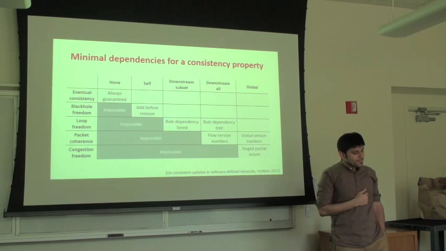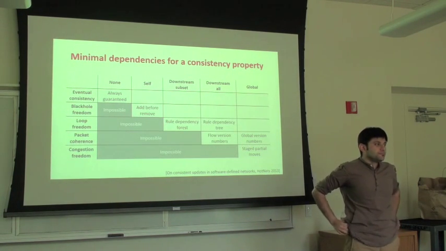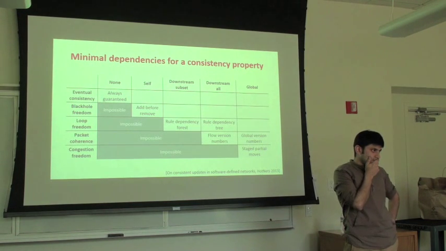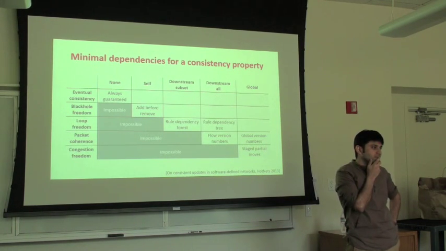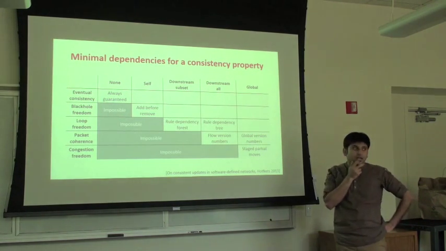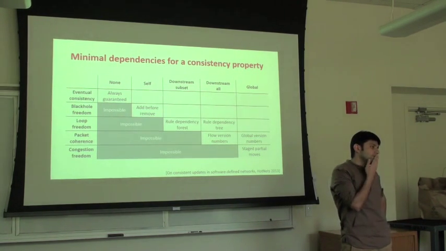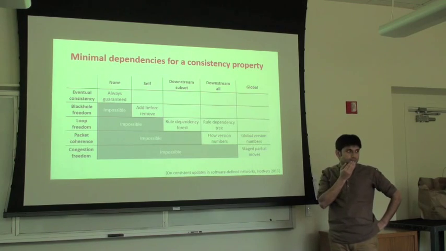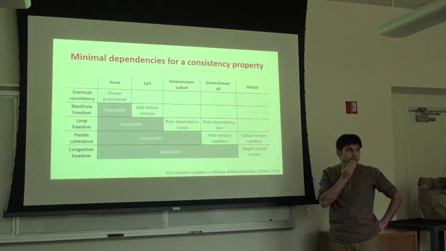So quick question. I'm confused about the x-axis. It seems like global dependency sort of captures everything else. So why are there some properties which are maintained if the dependency is global? It seems more complicated than just having a downstream subset of self. Okay, so global dependency seems to be more complex than downstream subset because you're just worried about a subset of switch updates, right? So why are some properties, for example congestion freedom, possible in the more complicated settings, like global, than in less complicated settings?